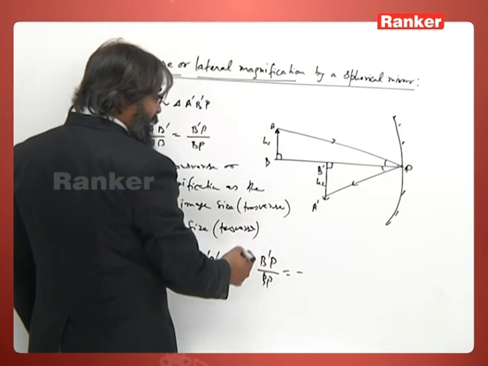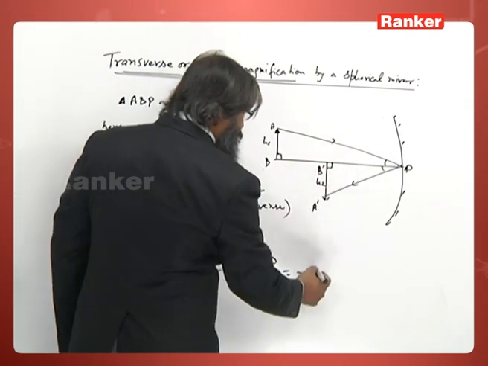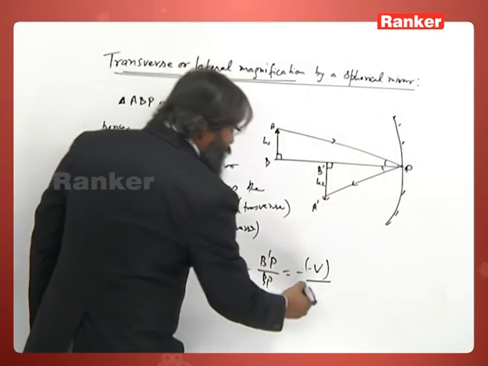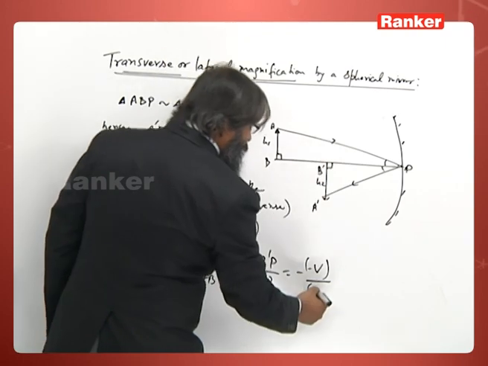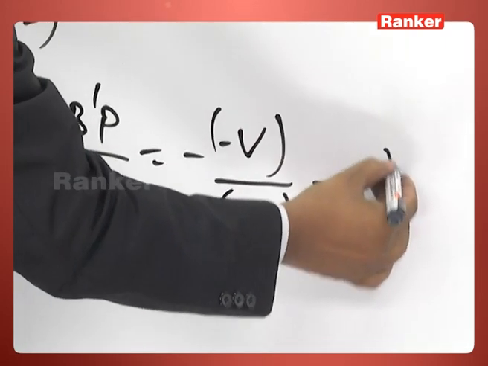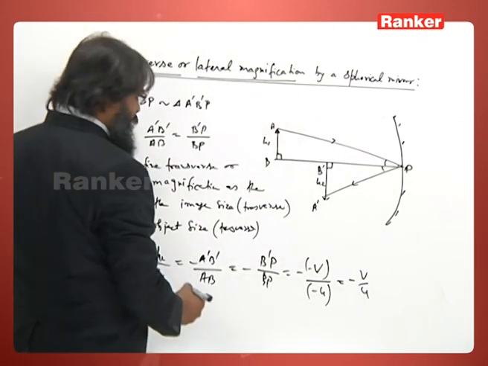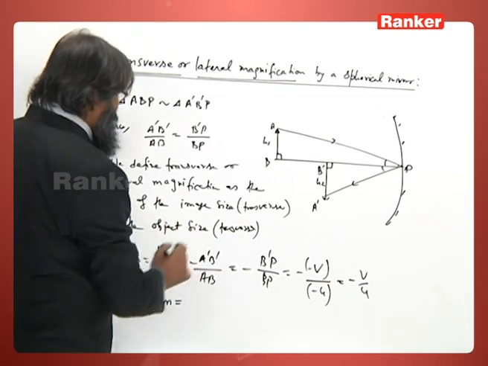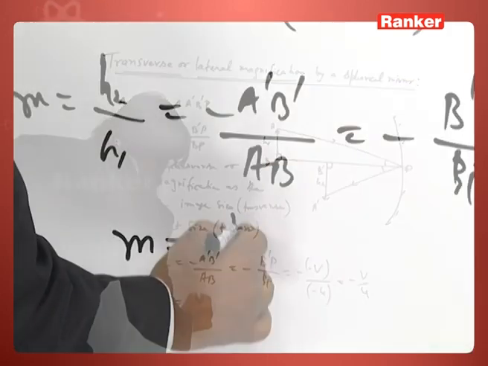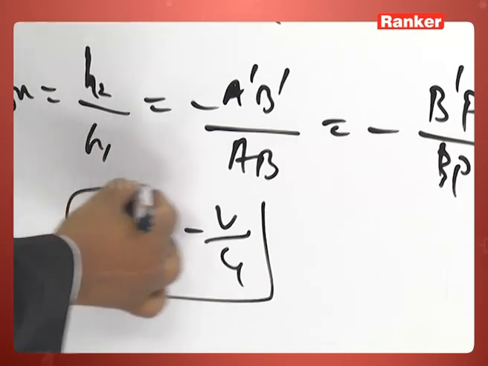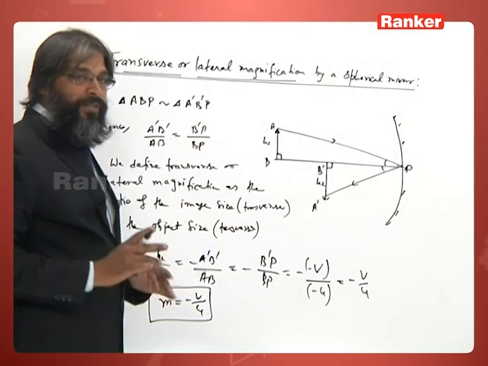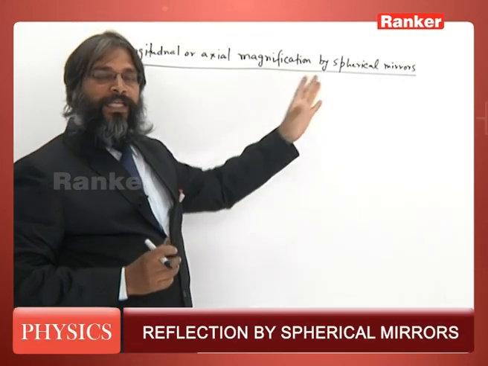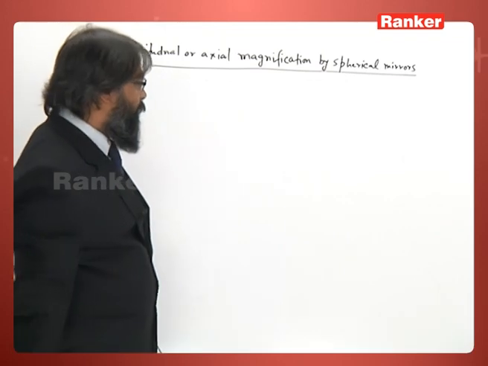Now in our sign convention, B'P is the image distance, which is equal to minus v. This distance here is minus v and this distance BP is minus u. So finally I got minus v by u. Thus we have a formula for transverse or lateral magnification by a spherical mirror as minus v by u. This is very important. Now consider longitudinal or axial magnification caused by a spherical mirror.